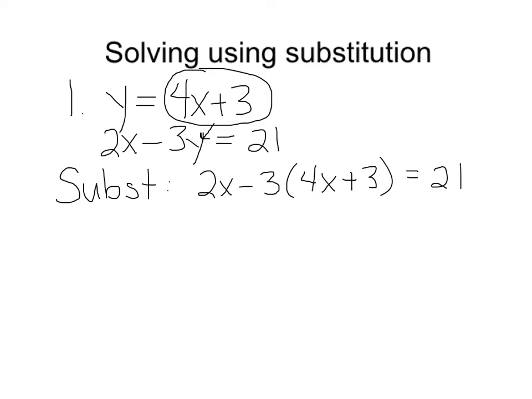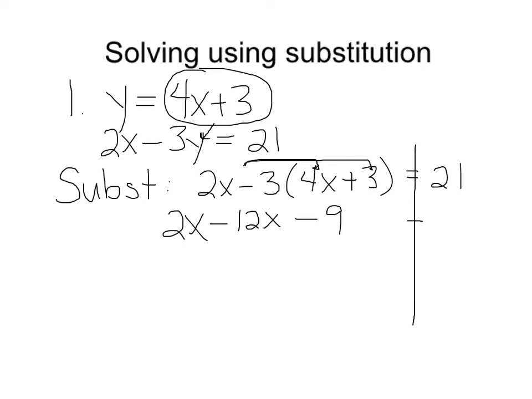Now what I need to do is solve this equation. So I'm going to draw a line through where my equal sign is, and it looks like I'm going to have to do a distributive property, so let's make sure we can do that correctly. I will have 2x. If I take a negative 3 times a 4x, I get negative 12x. And if I take negative 3 times positive 3, I get a negative 9, equals 21.